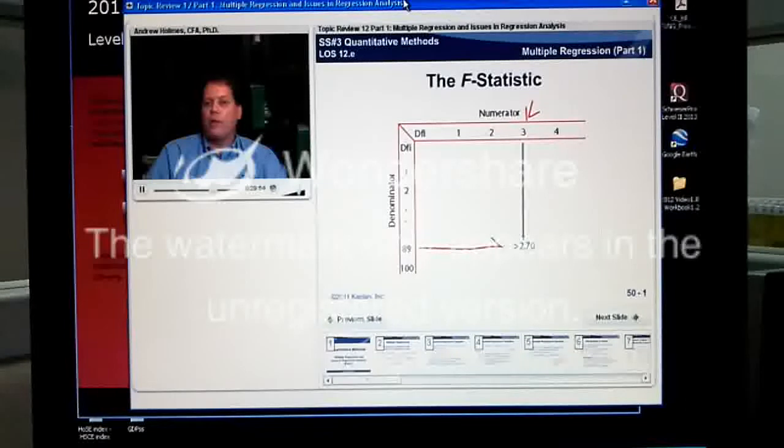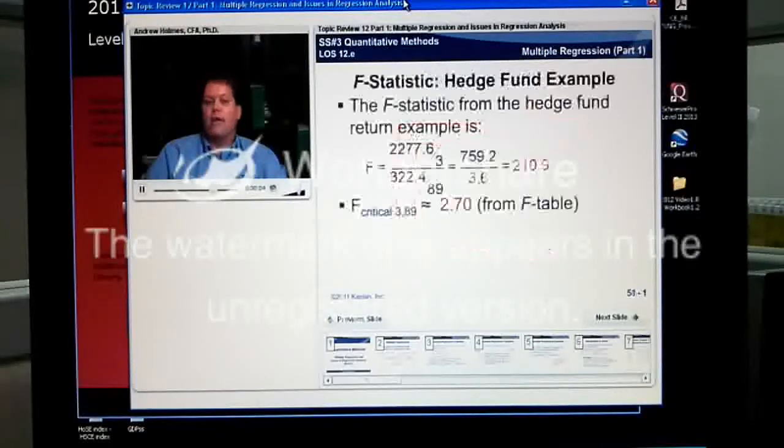So if we look at 3 degrees of freedom in the numerator and 89 in the denominator, what we get is 2.7. This is what the F table would look like. We get 2.7 as the critical F. If we go in and actually test this, borrowing some data from the table, we'll come back and look at this again in a moment.